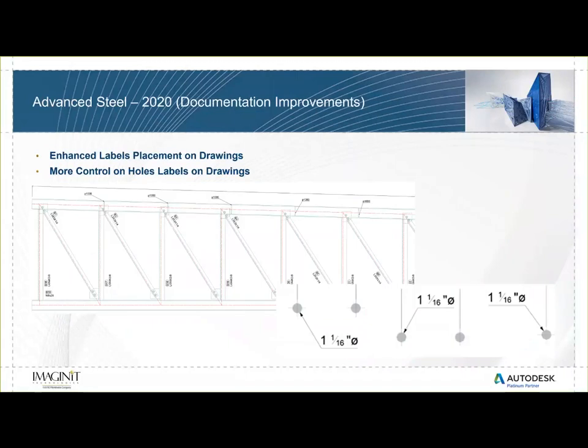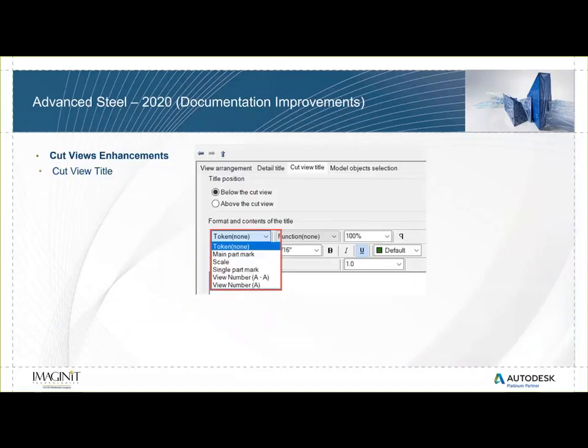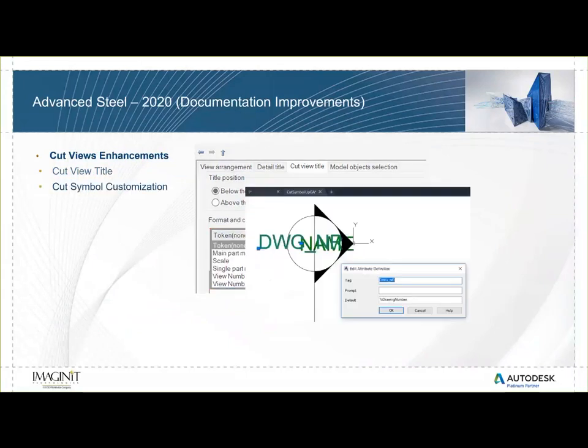Did some great enhancements to the labeling and text information within Advanced Steel. Great things for our documentation as well when it comes to our labels. And then they took a step back and they looked at how to incorporate some better cutting tools and titles and make it a little bit easier workflow and manageable for that, if you will. So we've got some great things when it comes to the view, cut view title, giving us a little bit more control on customizing the information inside there.